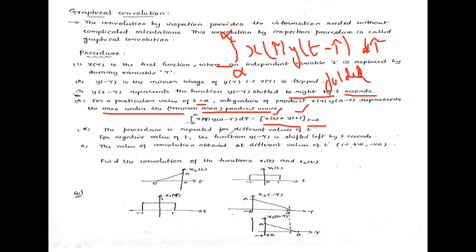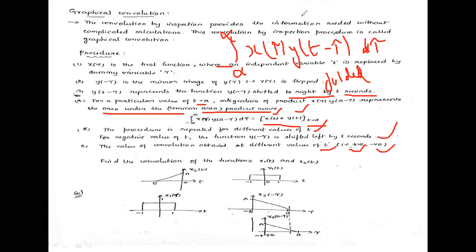The procedure is repeated for different values of t. For negative values of t, the function y of minus tau is shifted left by t seconds. This gives the value of the convolution at different values of t, positive and negative. Okay, this is the procedure you have to follow when finding the convolution of two signals in the graphical representation.